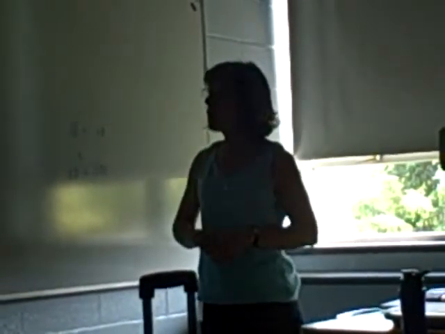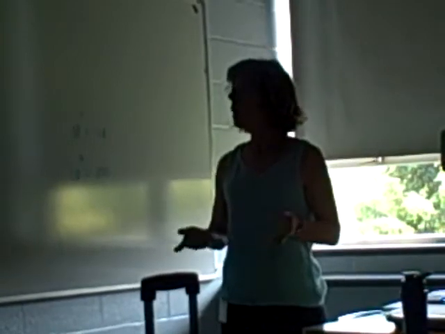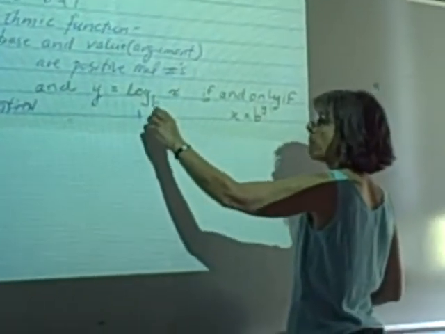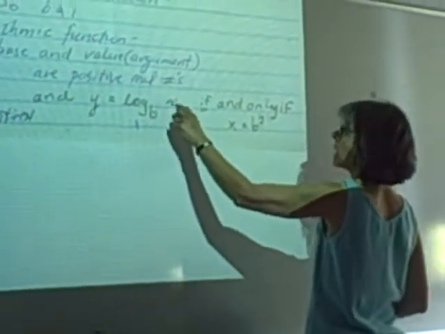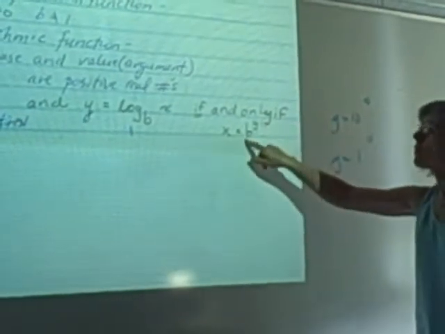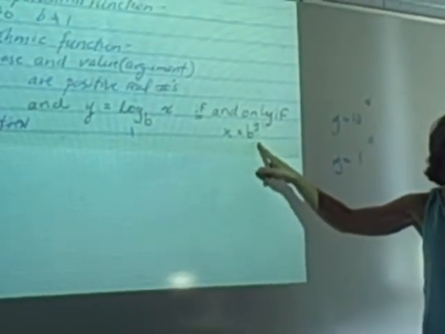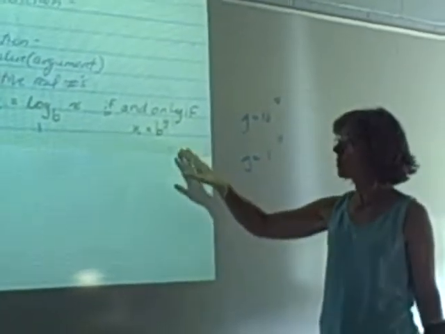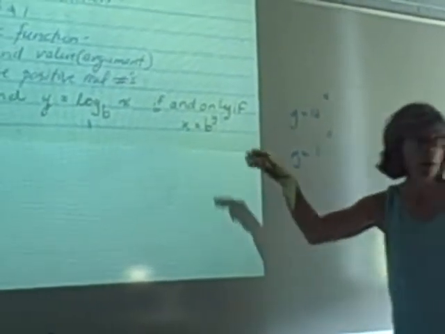Okay? So, we know we're going to write a logarithmic function, where b and x are positive real numbers, and y is equal to log base b of x if and only if the inverse is true. Okay? Because they're inverses of each other. So these are only true if they're inverses of each other.